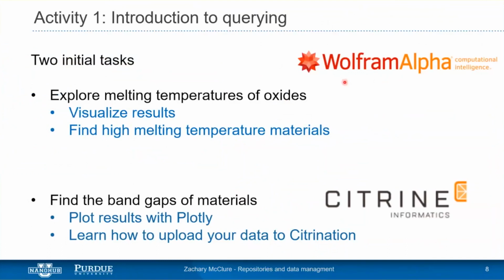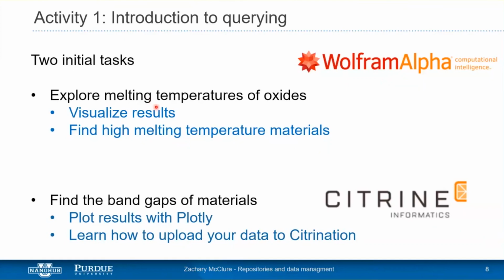And I'm sure that some of you have heard of Wolfram Alpha when you were trying to solve a differential equation for your introductory calculus course. But they also have a really powerful search engine, similar to a Google search, where you can give it string queries for certain things that you want to know about. So in our case, we're going to try and figure out what the melting temperatures of a couple well-known oxides are. And then we'll do a little bit of plotting just to visualize that.